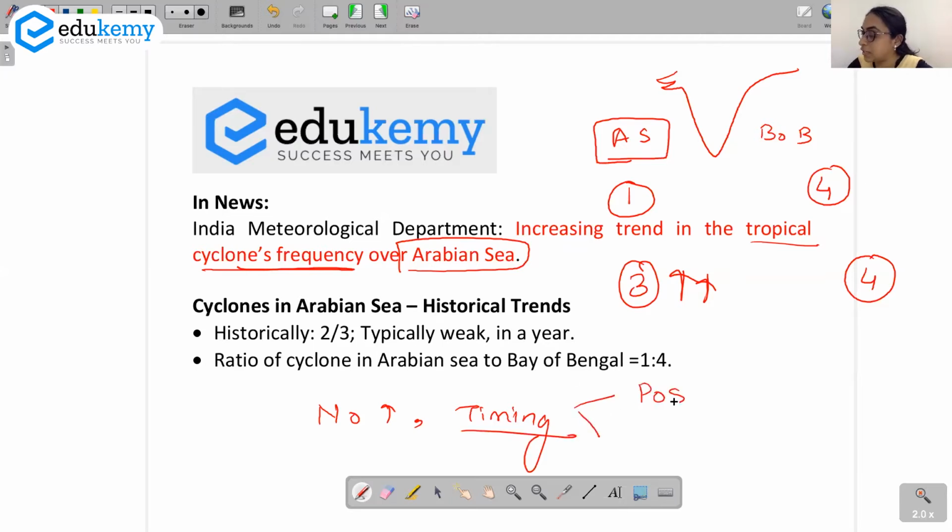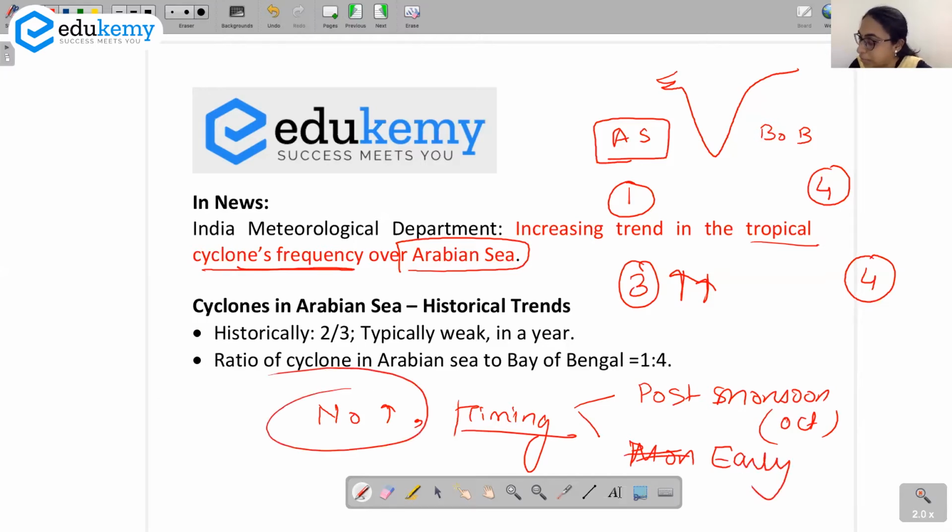Generally, it is witnessed in the post monsoon. Okay, that is somewhere in October. However, now they are being witnessed at an early time. So the number is increasing, the timing has changed, and the intensity of the cyclone has also increased. So cyclones have become more destructive in nature. They are more powerful. They have increased intensity.